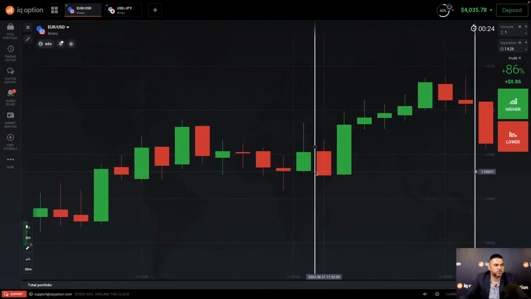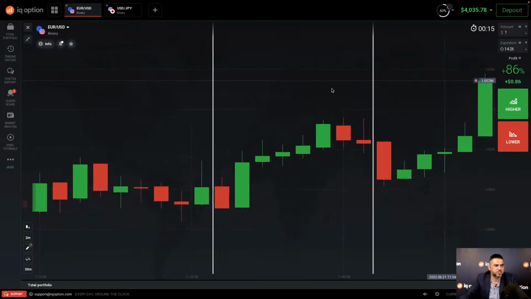Another one. All right, another bullish engulfing here. Small red, followed by a big green, another upward pattern, and it does go up.